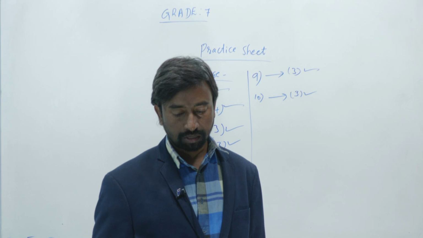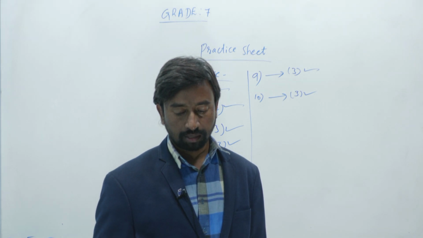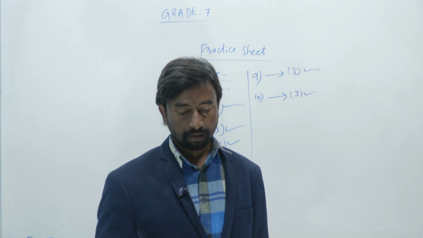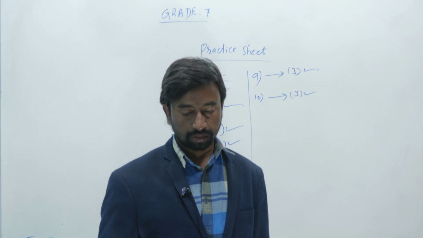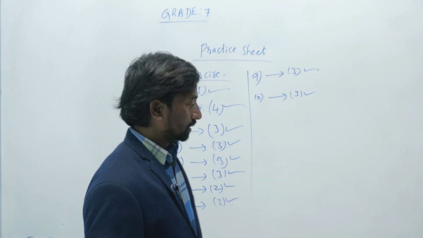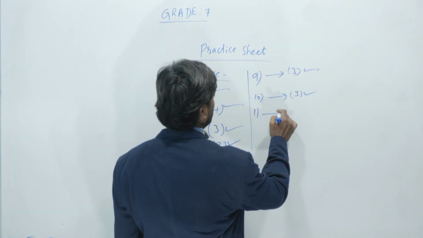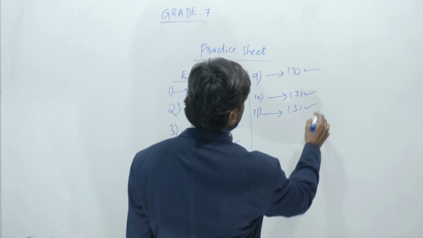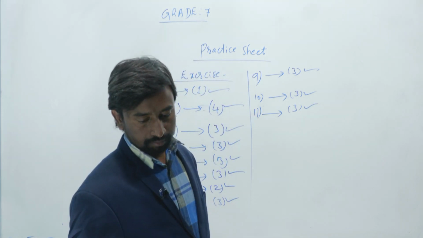A rocket drives the necessary thrust to move forward according to Newton's third law. So the 11th one is according to Newton's third law, option 3.